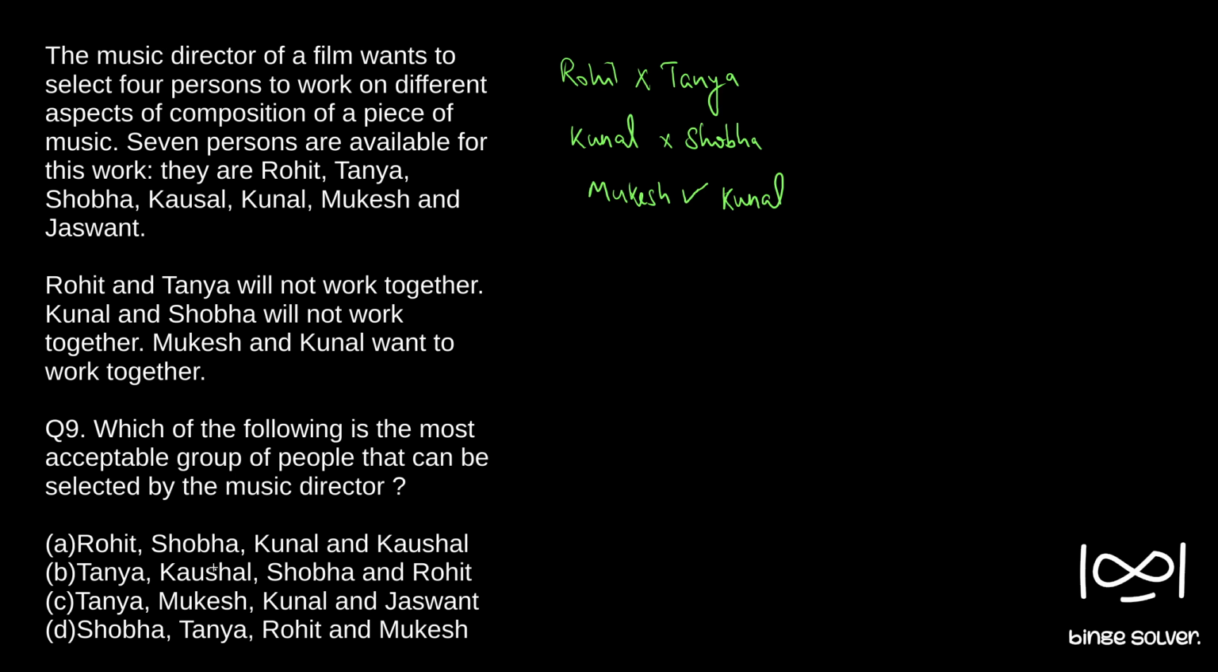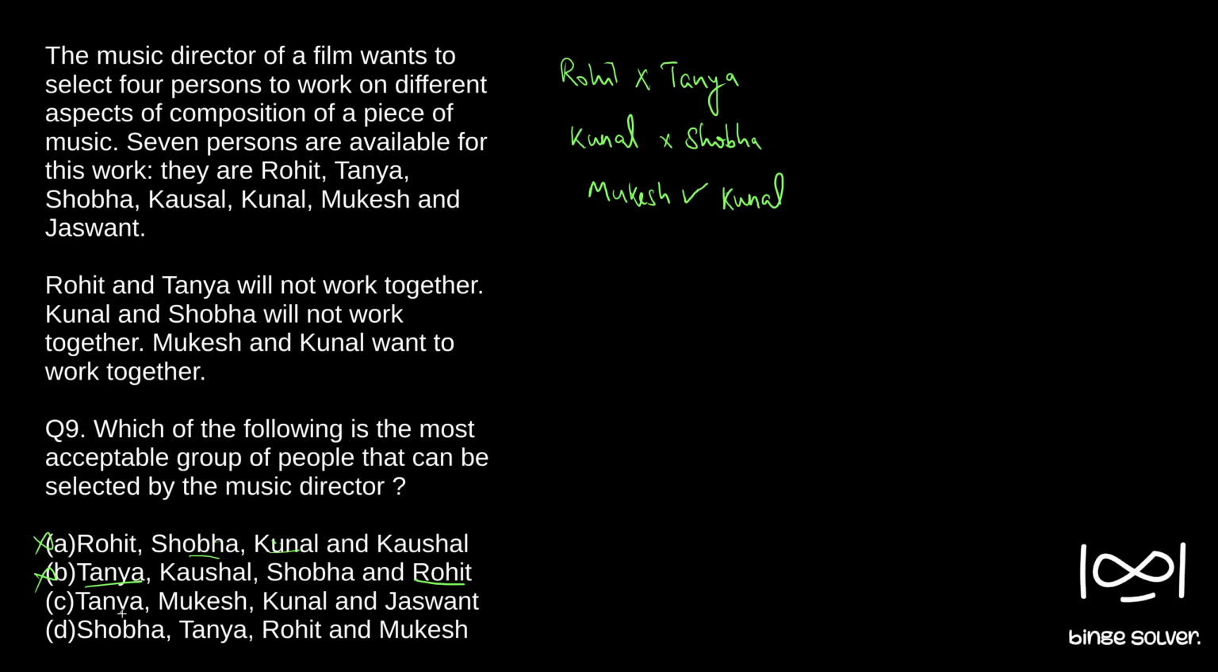A, Rohit, Shobha, Kunal and Kaushal. Rohit won't work with Tanya, so Tanya is not in the group. And Shobha doesn't work with Kunal, but in the first option, Shobha and Kunal are both there. So A is not the right answer. In the second option, Tanya and Rohit are together, and they don't work together. So this is not the correct option.